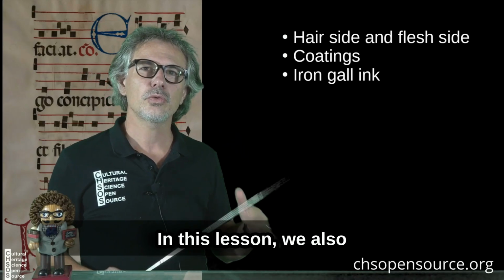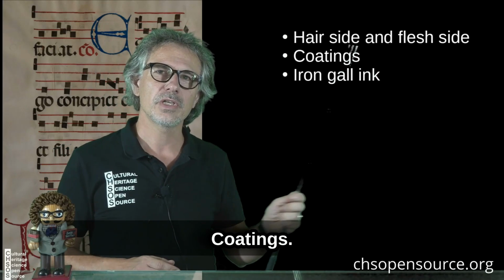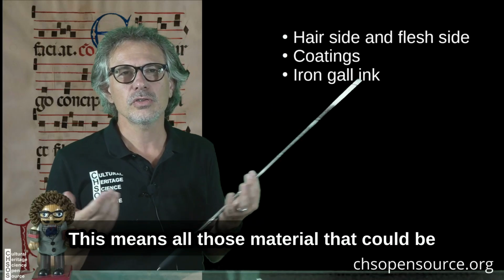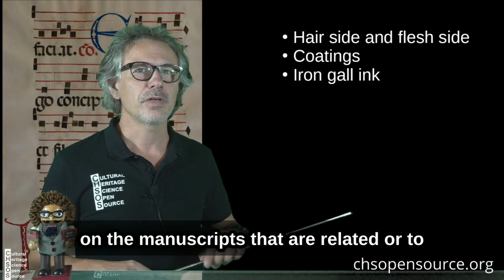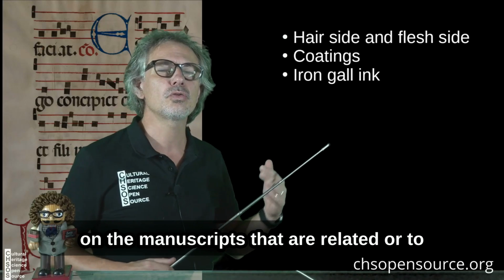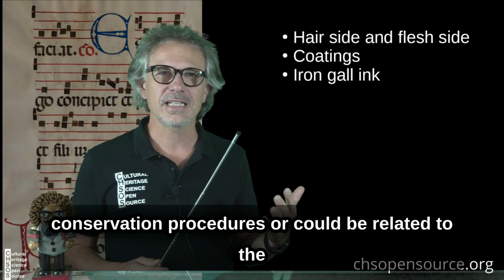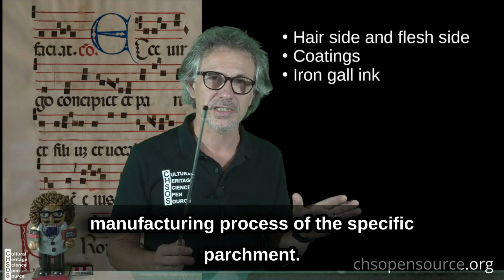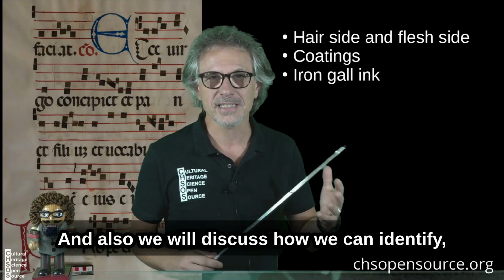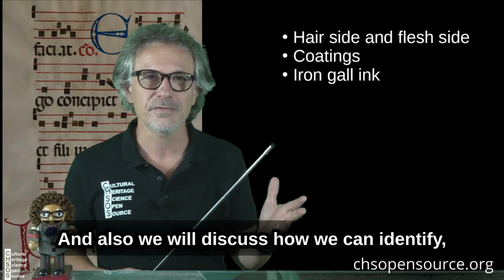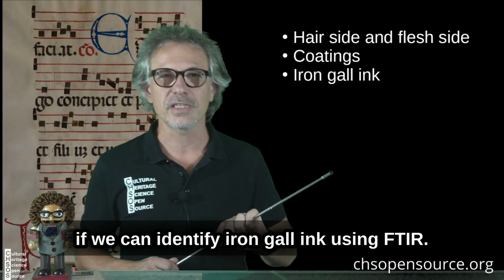In this lesson, we are also covering the coatings. This means all those materials that could be on the manuscripts that are related either to conservation procedures or to the manufacturing process of the specific parchment. And also we will discuss whether we can identify iron gall ink using FTIR.